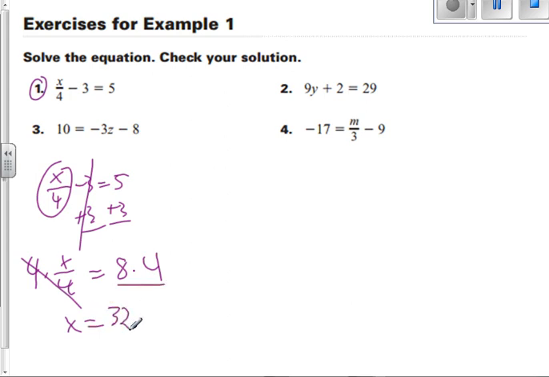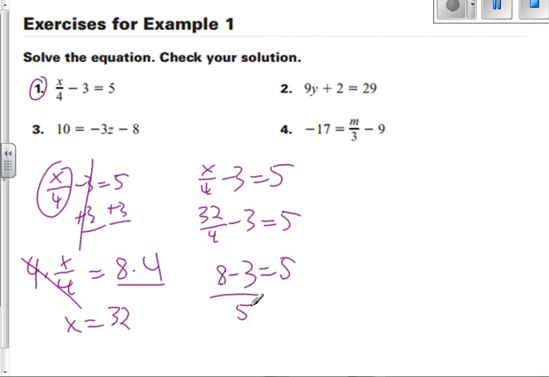So let me do my check real quick. If I think x is 32, I have x over 4 minus 3 is equal to 5. I have 32 over 4 minus 3 is equal to 5. 32 divided by 4 would give me 8 minus 3 is equal to 5. And 8 minus 3 does equal 5. And so my check works out. So I know that my solution, x is equal to 32, is correct.